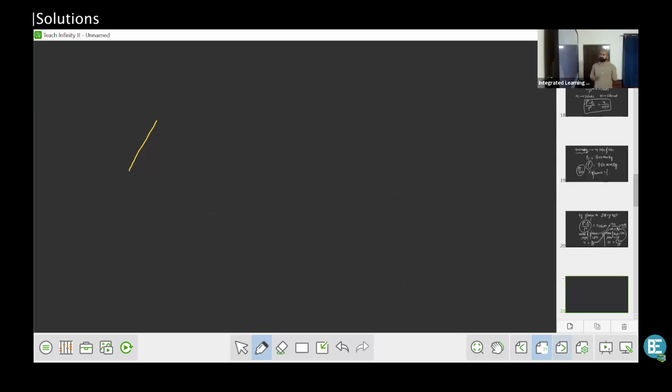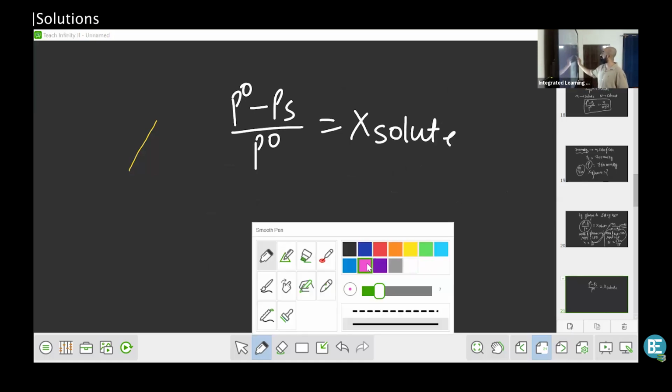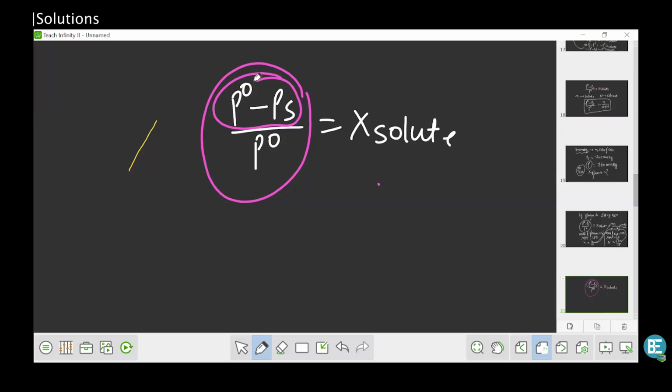Yes, sir. Okay, one more question to understand in this. Till now we are only talking about relative lowering. Okay, this is the relative lowering. Now let me ask, I haven't taught you this, but let's see how many of you can guess. If this whole thing is relative lowering, what is this thing, P naught minus PS only? What would we call it? Just take a guess. It's okay, I haven't taught you this. If P naught minus PS upon P naught is the relative lowering, then P naught minus PS is the decrease in vapor pressure.